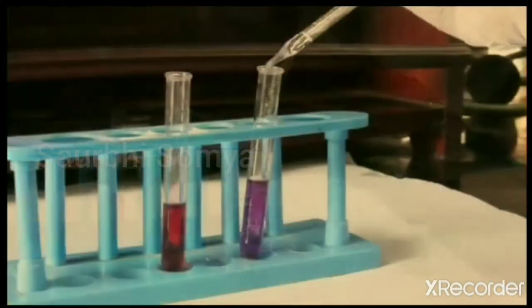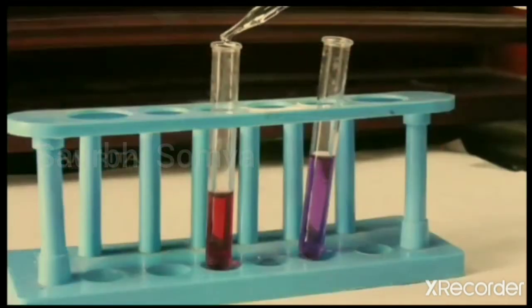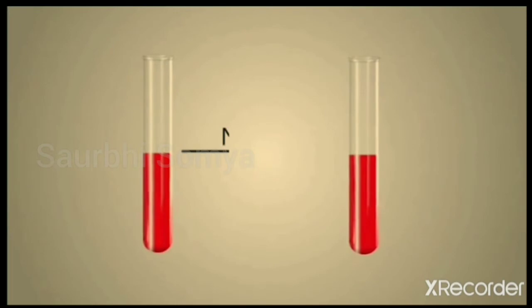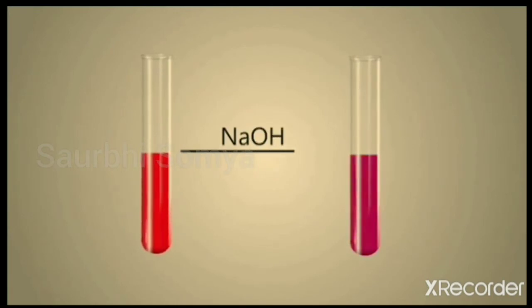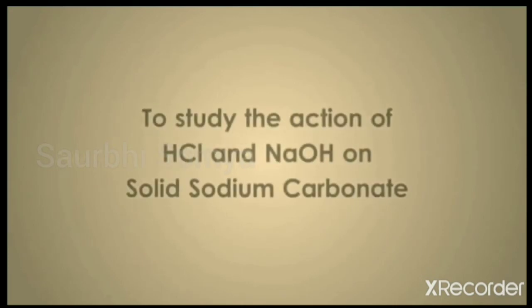Now similarly, add a few drops of NaOH to red litmus solution and blue litmus solution, which are taken separately in two other test tubes. You can see that the red litmus solution changes to blue, which indicates that NaOH is an alkali having pH more than 7.